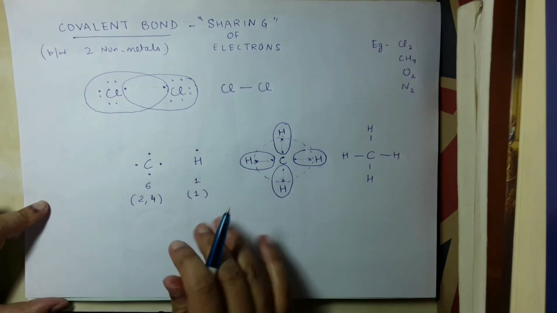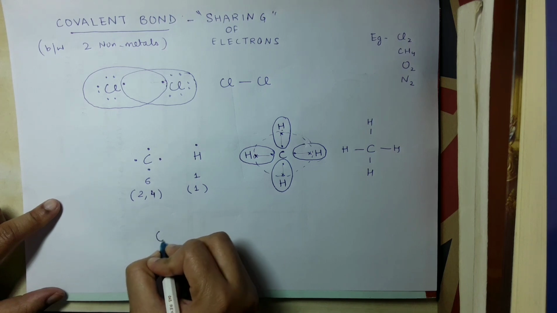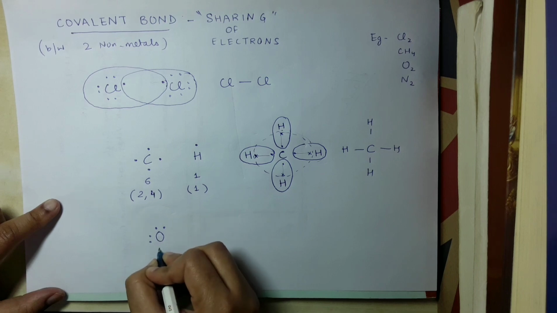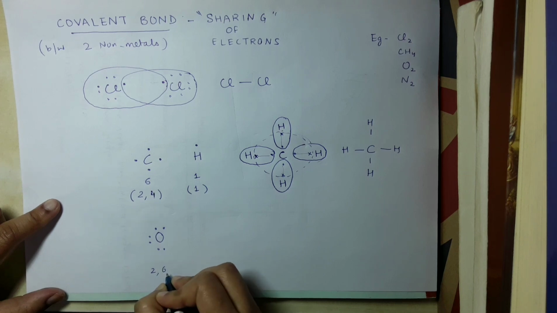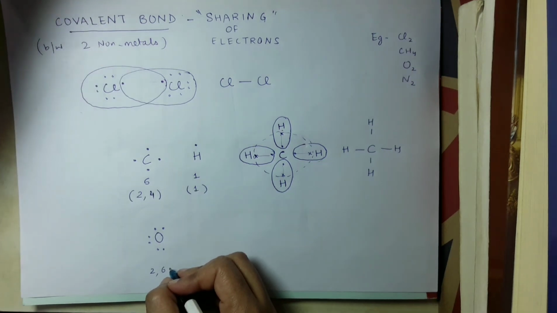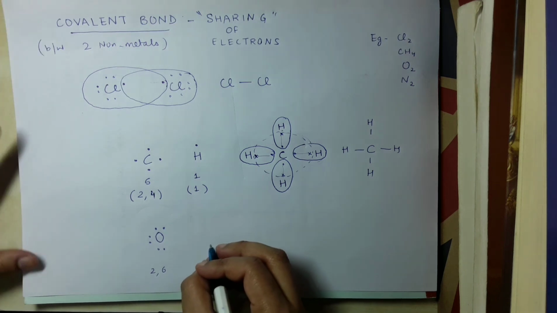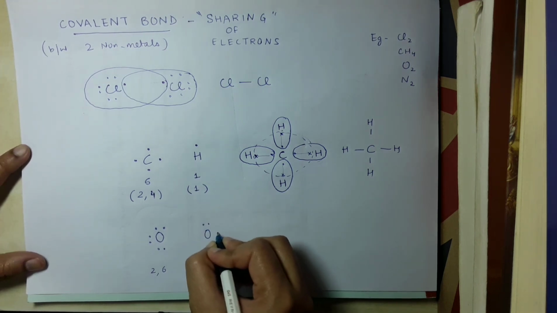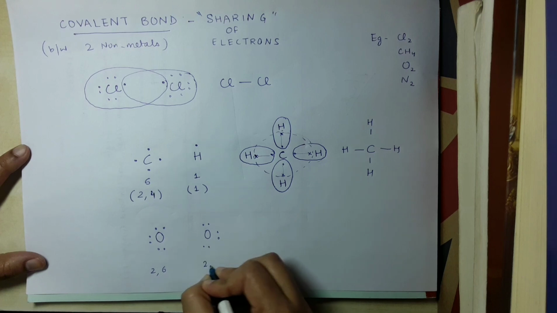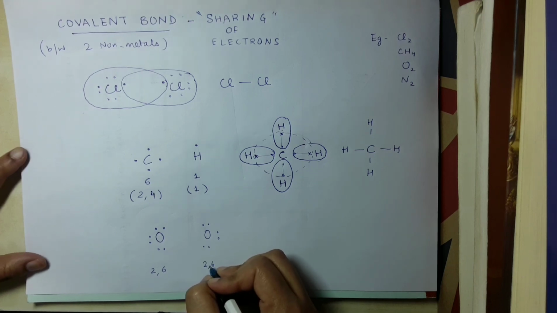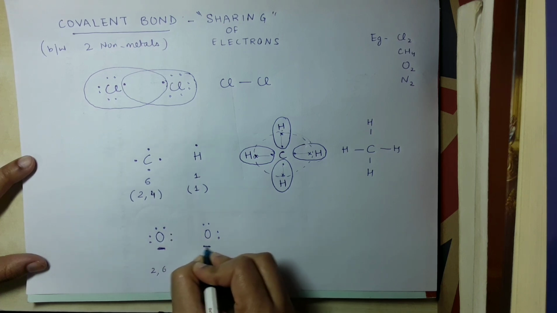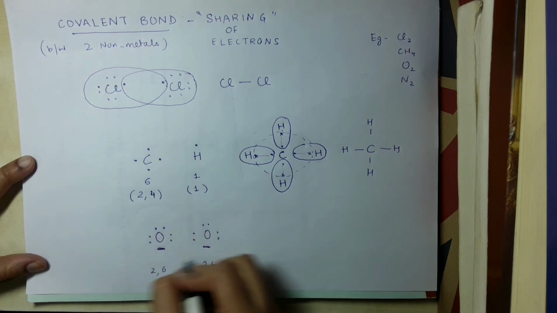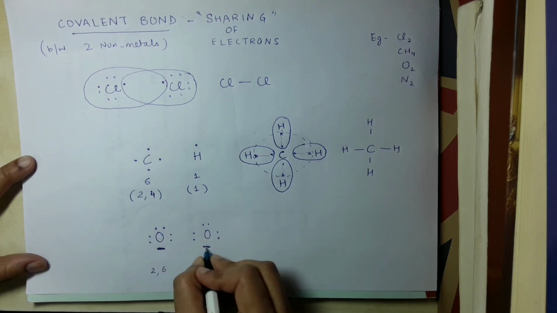Let me take one more example of oxygen, which is O2. Oxygen has 6 electrons in the last shell. This is basically 2, 6. So I'll take one more oxygen. So again 2, 6. Let me just redraw these here so that I'm able to show you how the bond is formed, and I'm just getting rid of these.